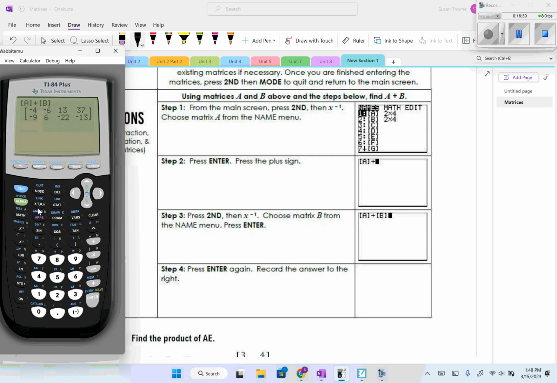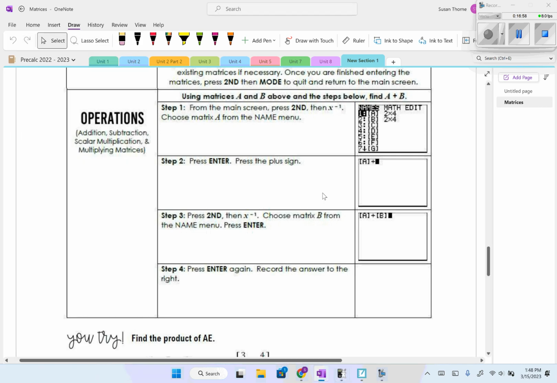We could do the same thing if we wanted to subtract. So second matrix button, A minus matrix B. And if we wanted to multiply, as I said, we know that we can't multiply these. It'll say an error because those inside numbers aren't the same. Notice it says error dimension mismatch. So we know we can't multiply those, but you can do that operation as well. So those are the steps to doing this.